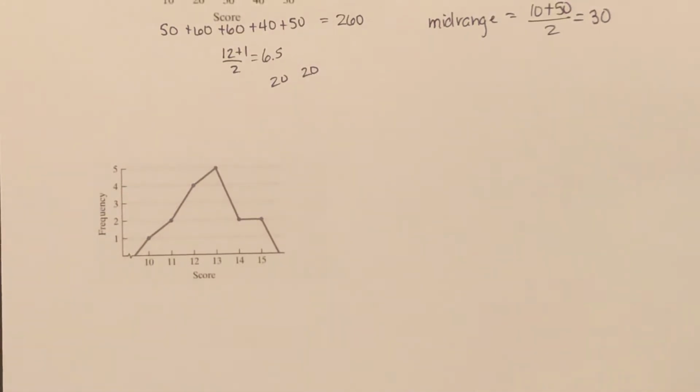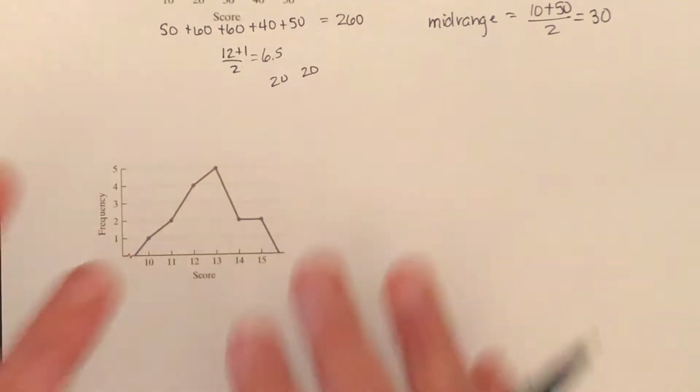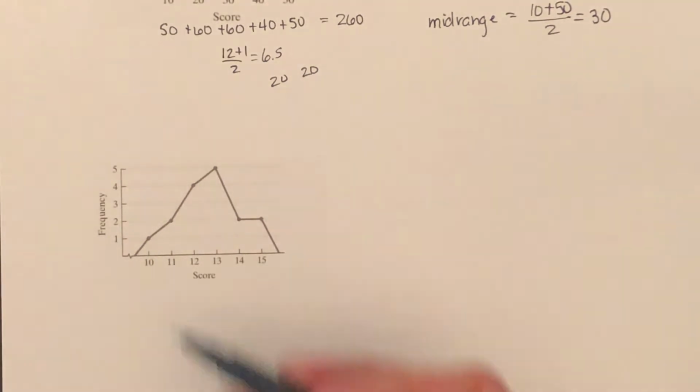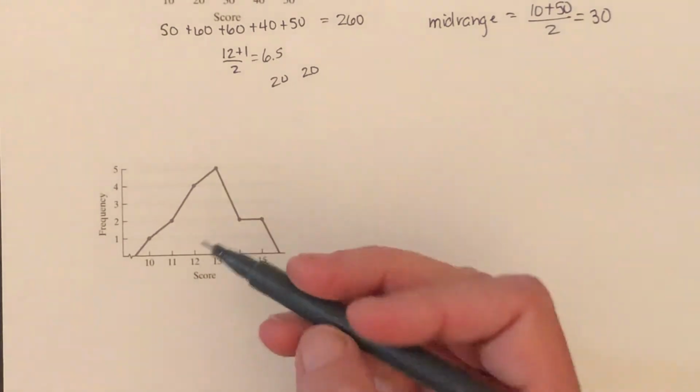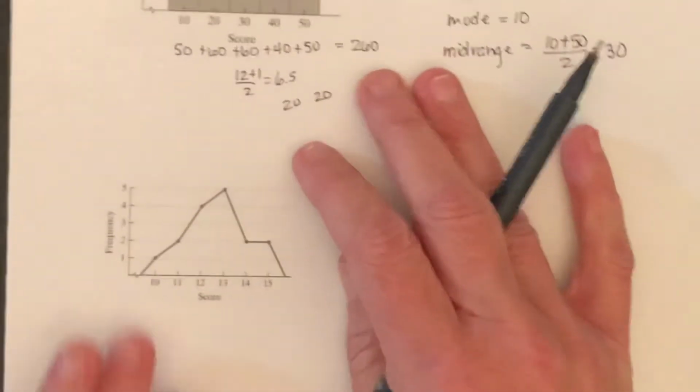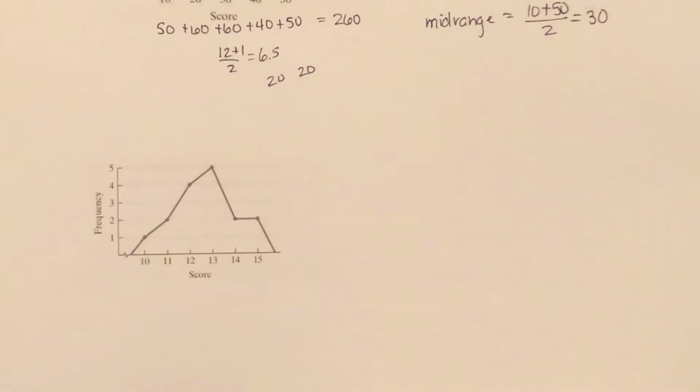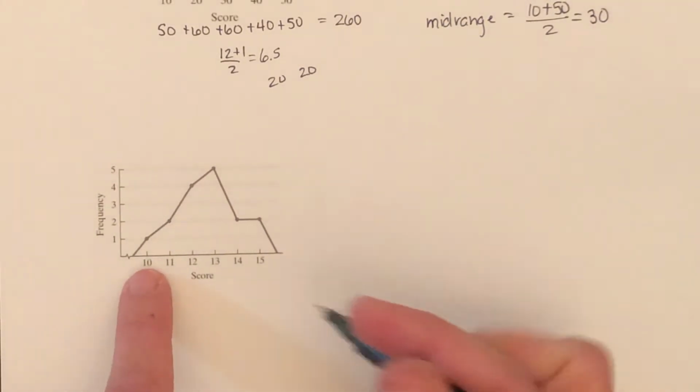This is part 4, section 12.2. We want to find mean, median, mode, mid-range. This time we're given our information in this format. So again, just like we did up here, I'm going to put the frequencies above each value so I can see things a little bit more easily.